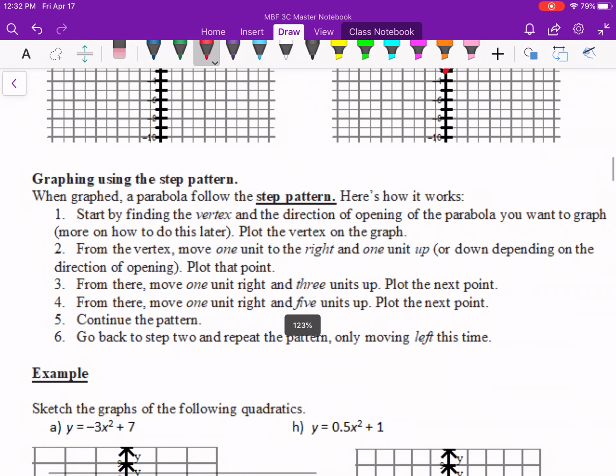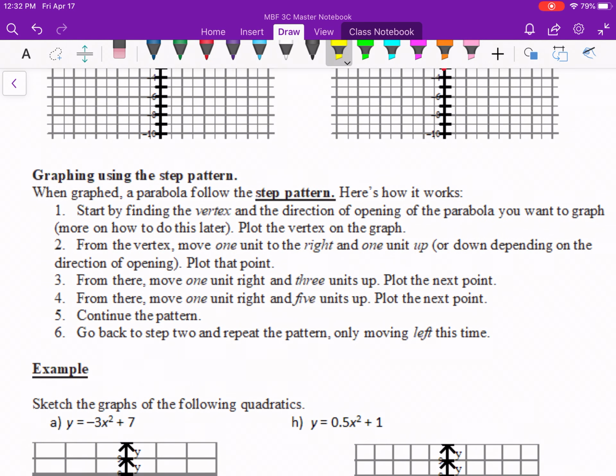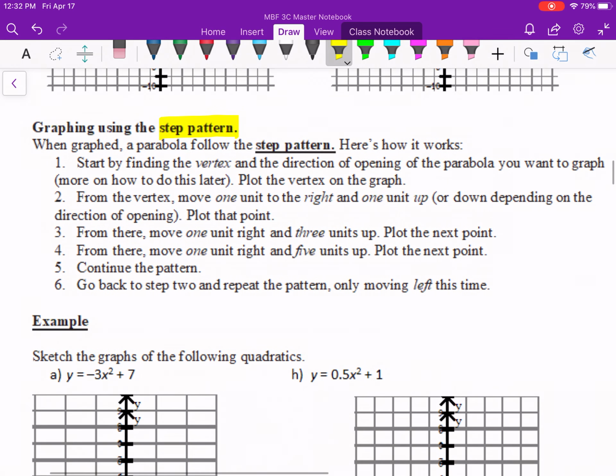The other thing we need to know is something called the step pattern. Step pattern is a really easy pattern that helps us graph parabolas if we have the equation. What we do is we start at the vertex. Well, there's a whole bunch of steps here, and you can read those over if you want a confirmation, but I'm just going to walk you through them. All right? So the step pattern goes like this.